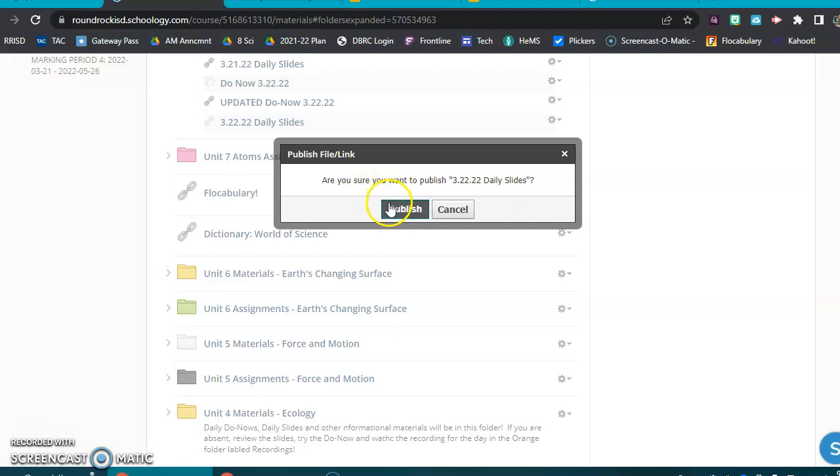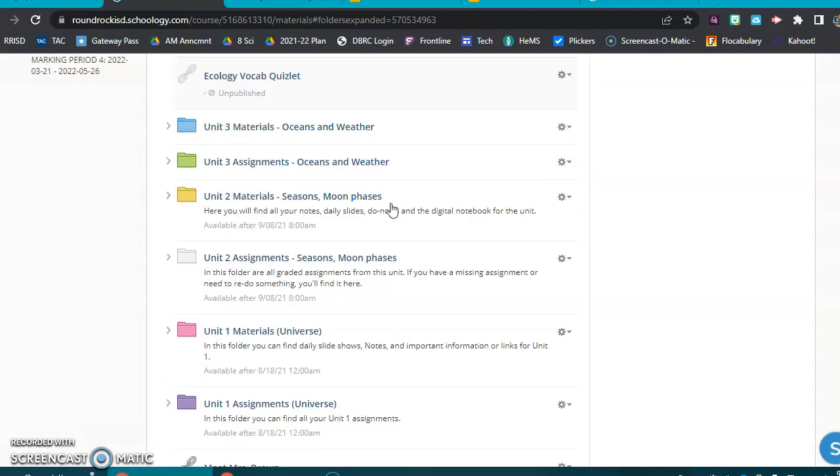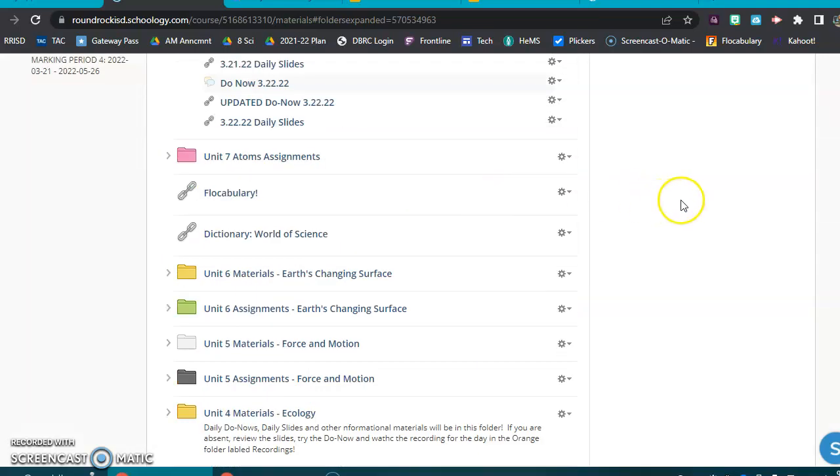So you can actually go back in here and fill in your notebook. All right, tomorrow we're going to do a little review on the periodic table and some study guide sheets.